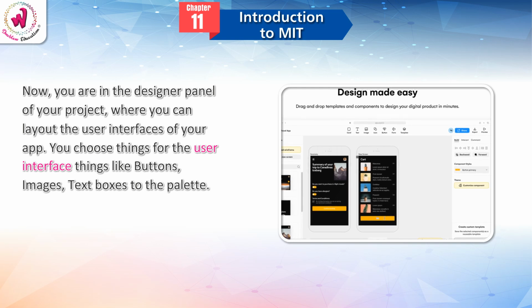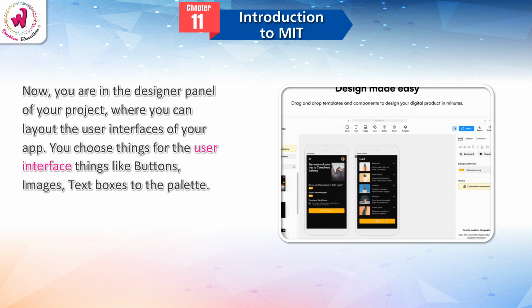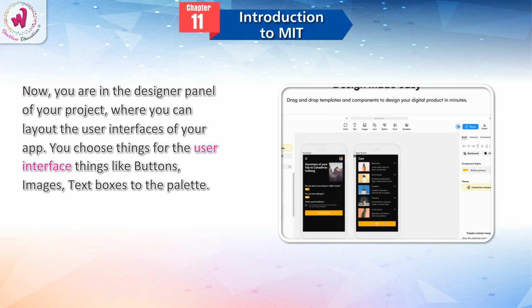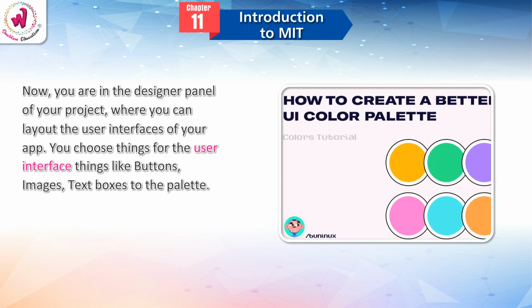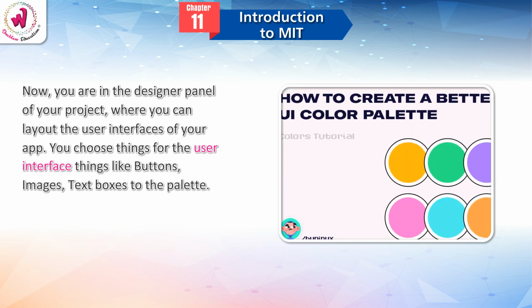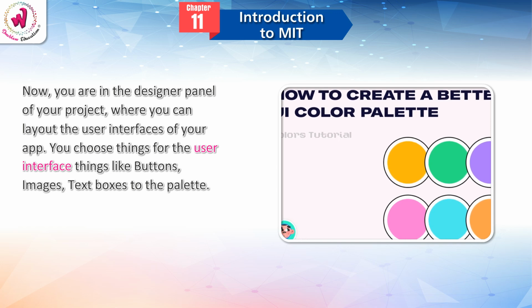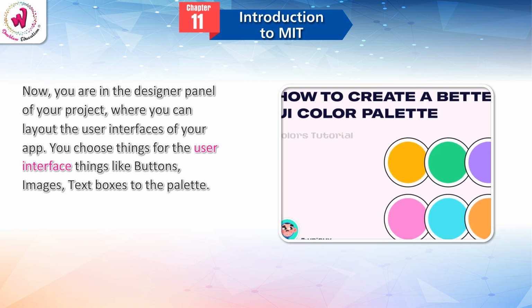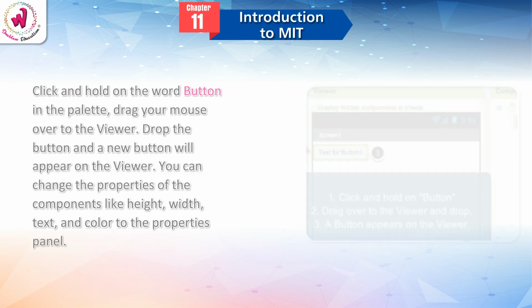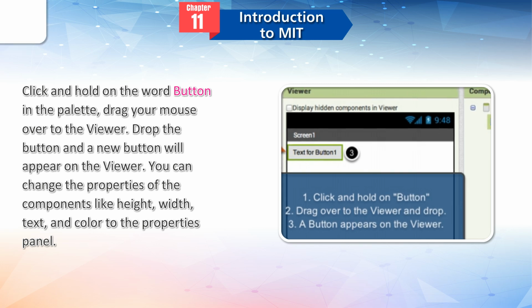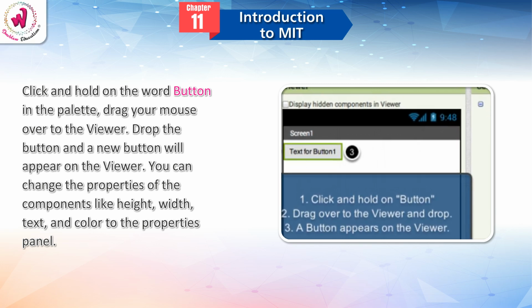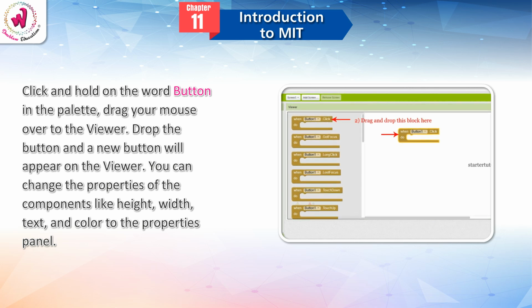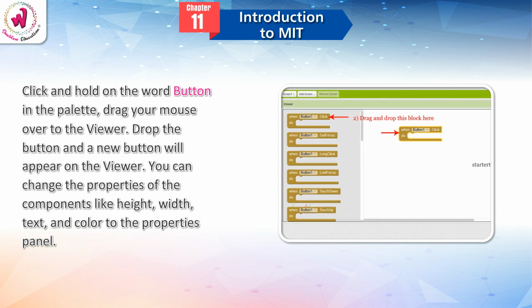Now, you are in the designer panel of your project, where you can lay out the user interfaces of your app. You choose things for the user interface, things like buttons, images, text boxes, from the palette. Click and hold on the Word button in the palette. Drag your mouse over to the viewer. Drop the button and a new button will appear on the viewer.